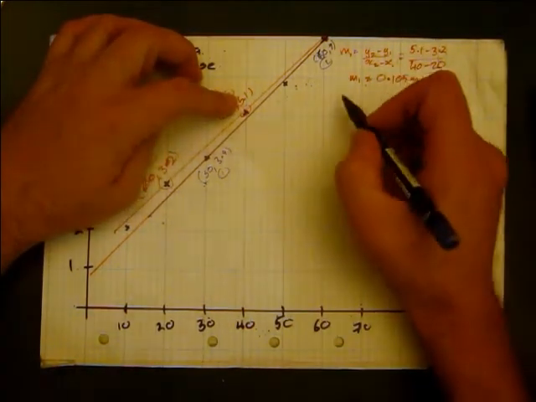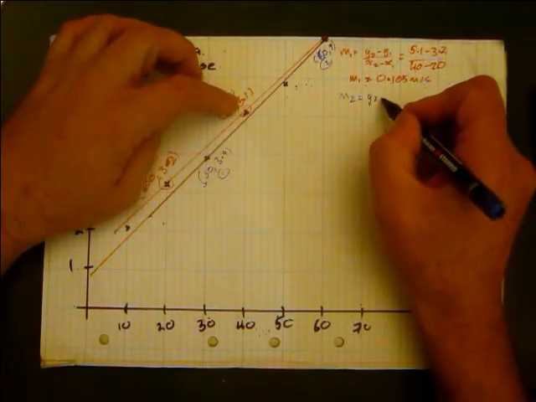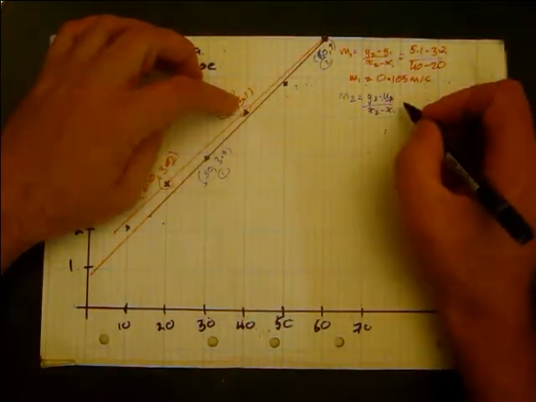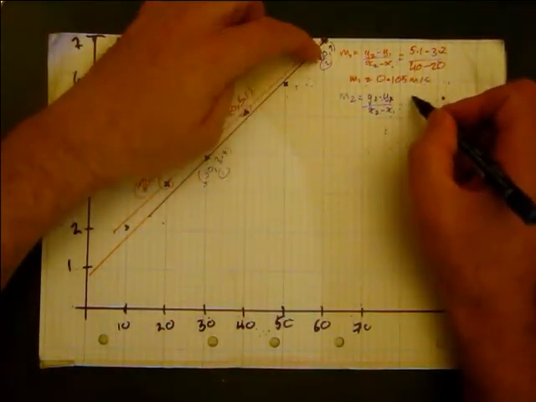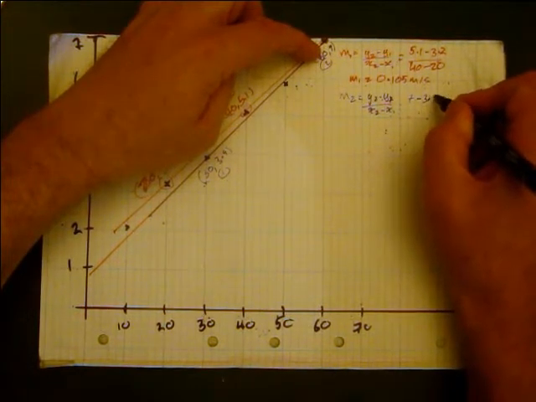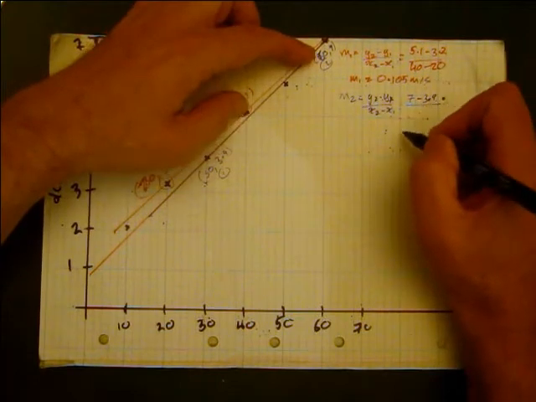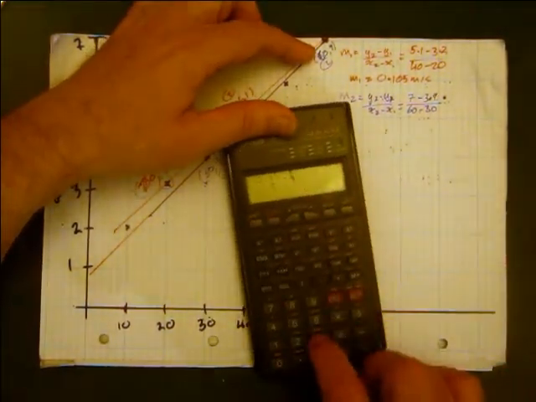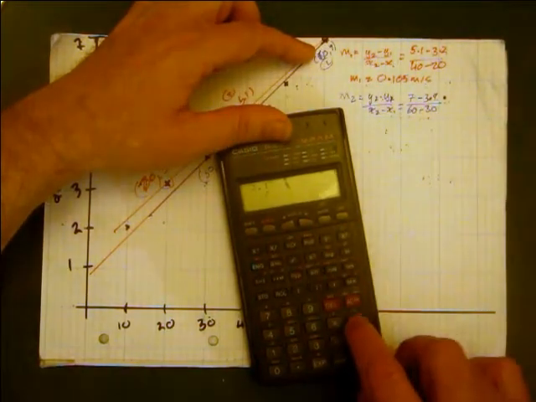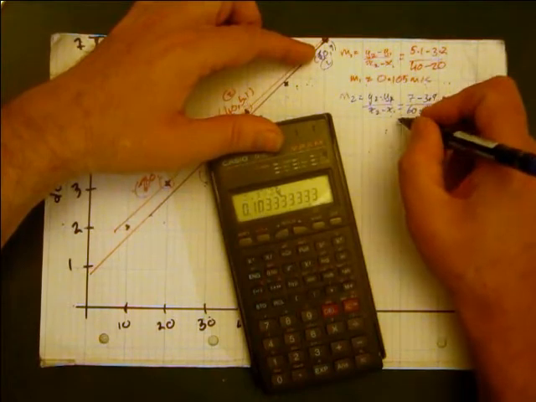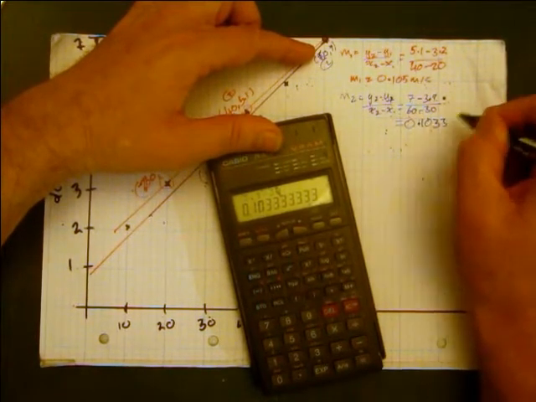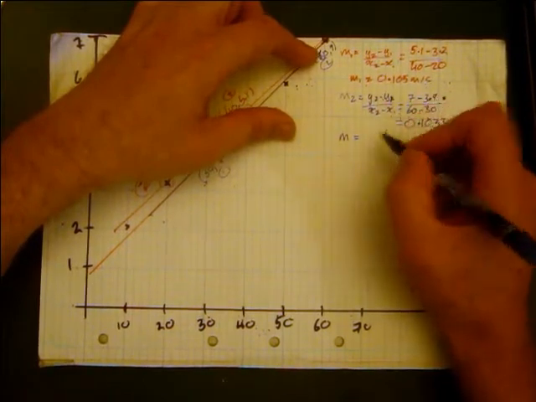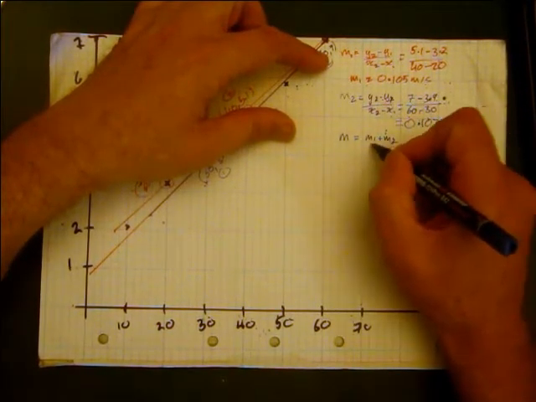We then work out M2. M2 is equal to the change in y over the change in x, y2 minus y1 over x2 minus x1, which is equal to 7 minus 3.9 over 60 minus 30. What's that equal to? 3.1 divided by 30 equals 0.1033 meters per second. Now to find M, it is equal to the average, M1 plus M2 over 2.